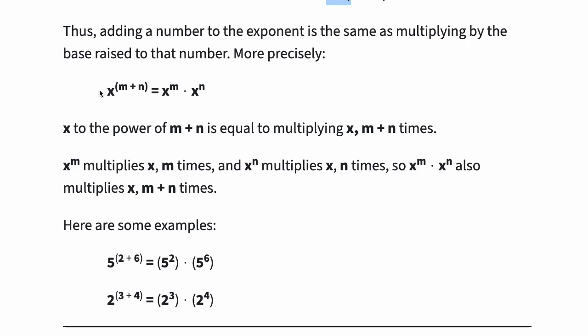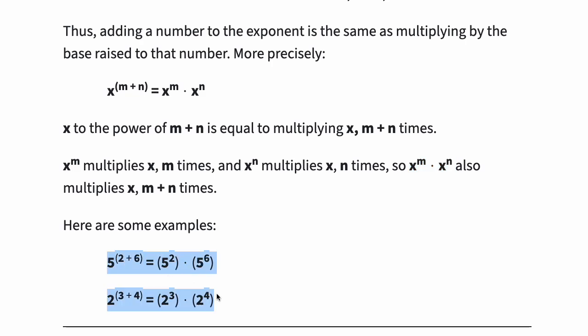More precisely, x to the m plus n is equal to x to the m times x to the n. In other words, x to the power of m plus n is equal to multiplying x, m plus n times. X to the m multiplies x m times, and x to the n multiplies x n times. So x to the m times x to the n also multiplies x m plus n times.